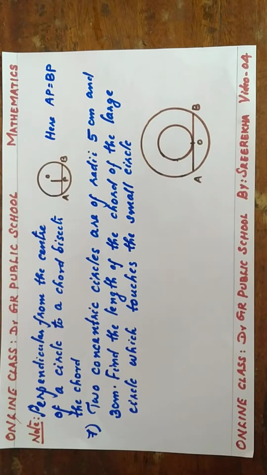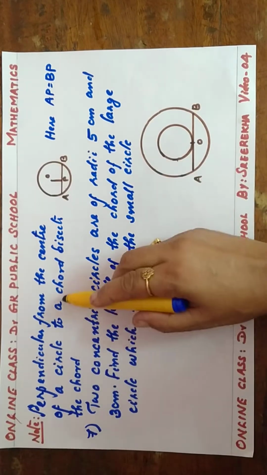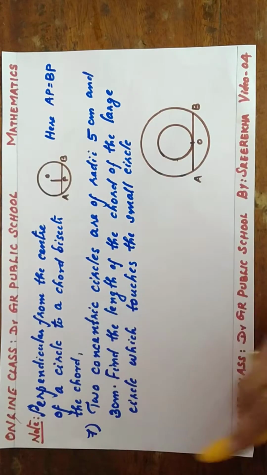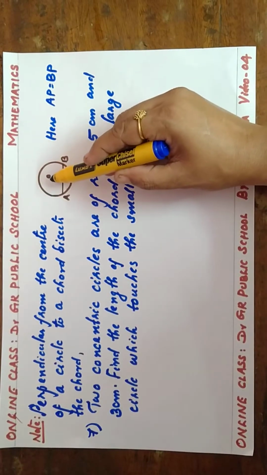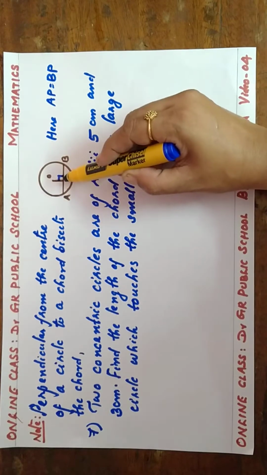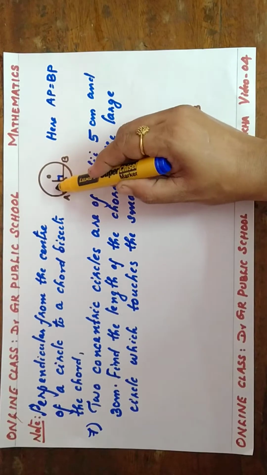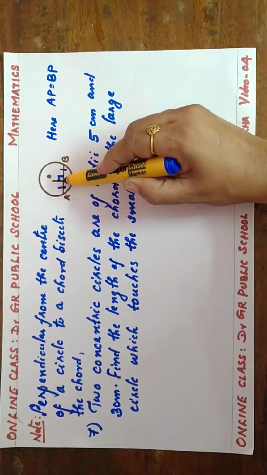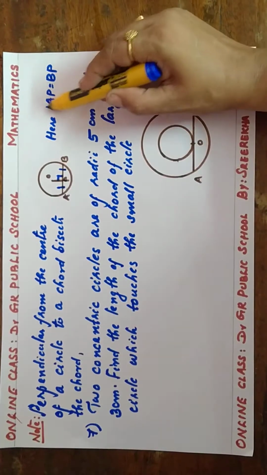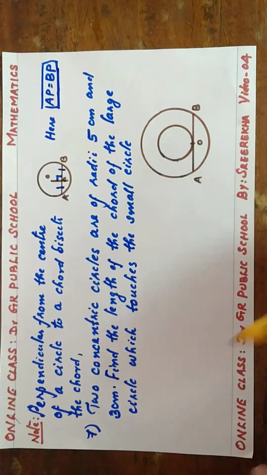Before starting this, I wish to recall one property of the circle that you studied in class 9th. What is that? A perpendicular from the center of a circle to a chord bisects the chord. Listen to this. If you draw a perpendicular from the center of a circle to the chord, it will bisect it. What do you mean by bisecting? Bisecting means dividing that chord into two equal parts. Means that the length AP must be equal to the length BP if it is drawn perpendicular. A very important result.